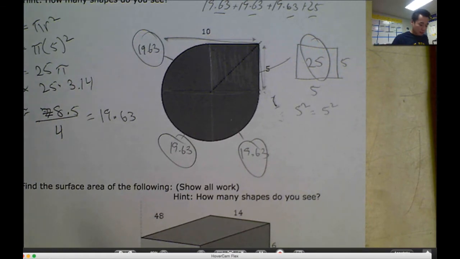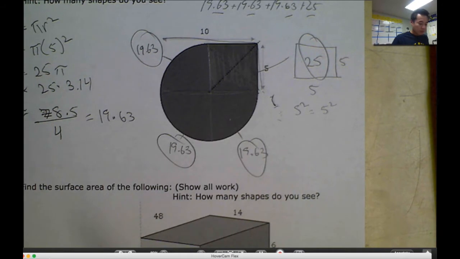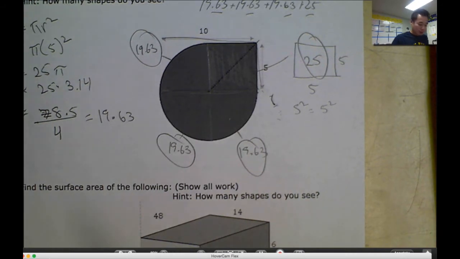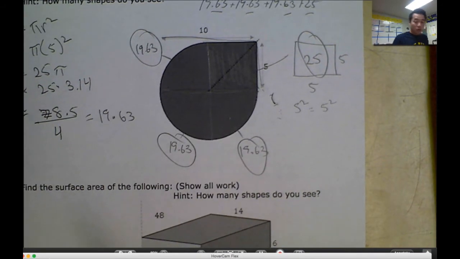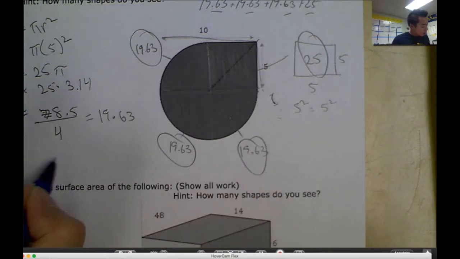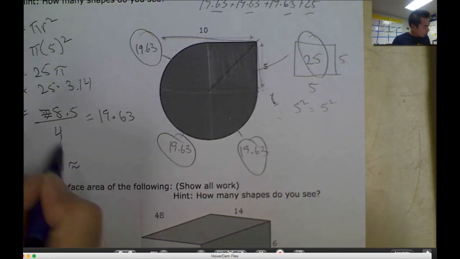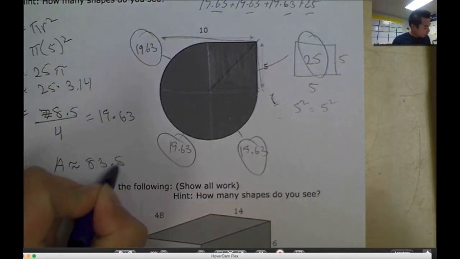So 19.63, add that 3 times, equals 58.89, plus 25. So all of this together, the area of the total shape is approximately 83.89.